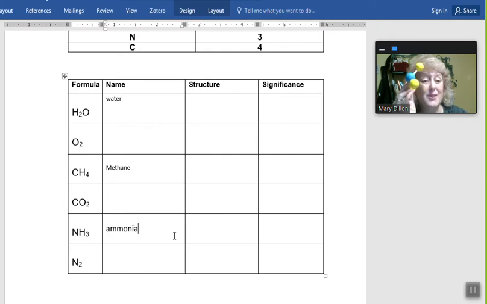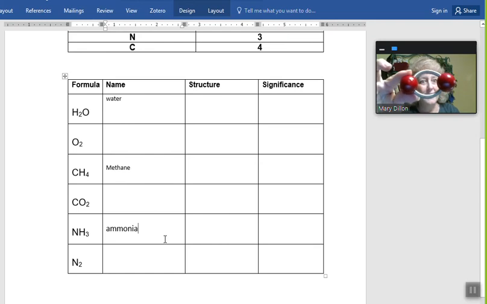And finally, this is really cool, N2. All right, if I would look at, let's say, H2, you don't have to draw this. Looks like a little dumbbell, right? 2 hydrogen atoms bonded together with 1 covalent bond. You had to draw this for homework. So you draw H2, and then you drew O2.